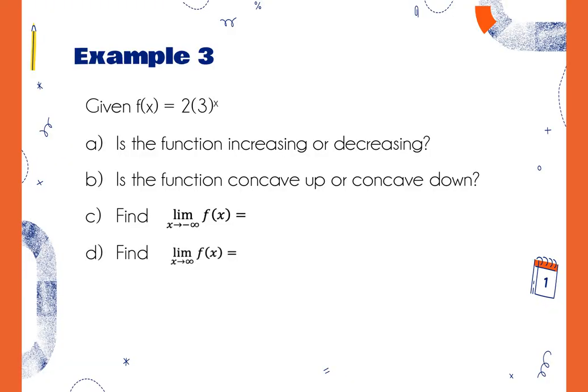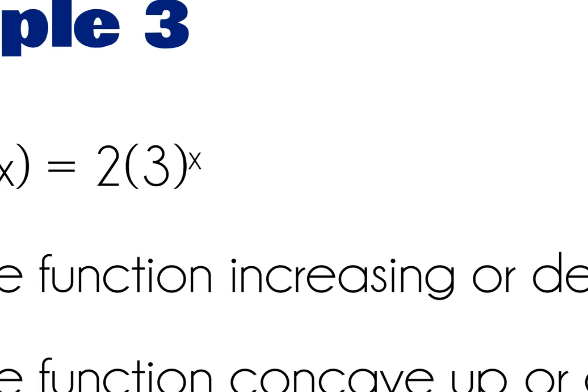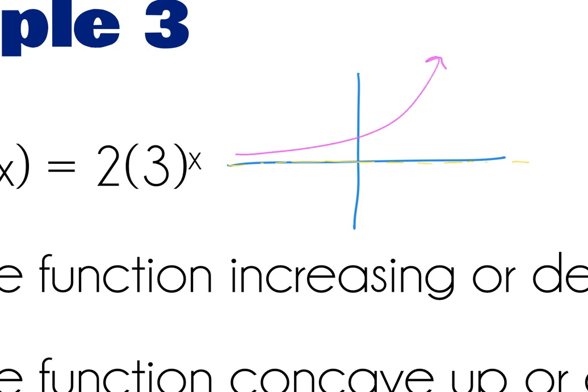All right, so example 3 says, given f of x equals 2 times 3 to the x, answer the following questions. Is it increasing, decreasing, concave up, concave down, and then find your end behavior. So what would 2 times 3 to the x look like? It's got exponential growth. Is there a vertical shift on this? No, which means my horizontal asymptote is at 0. That's going to help me with my end behavior later. And it's got exponential growth. I actually need to know no exact values. I just need to know what it looks like overall.